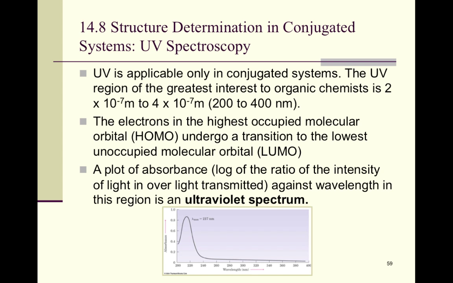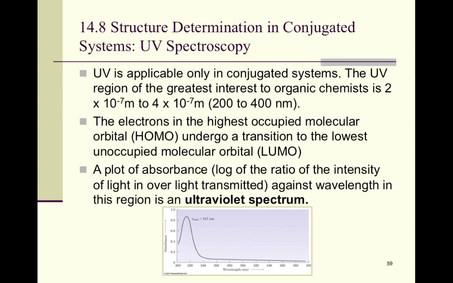Structural determination in conjugated systems, UV spectroscopy. UV is applicable only in conjugated systems. That's why we've been talking about them earlier. The UV region of greatest interest to organic chemists is 2 × 10⁻⁷ meters to 4 × 10⁻⁷ meters, or the 200 to 400 nanometer range. What gives us the signal in UV spectroscopy? Well, this is when the electrons in the highest occupied molecular orbital, HOMO, undergo a transition to the lowest unoccupied molecular orbital, LUMO, and that is what's being detected.